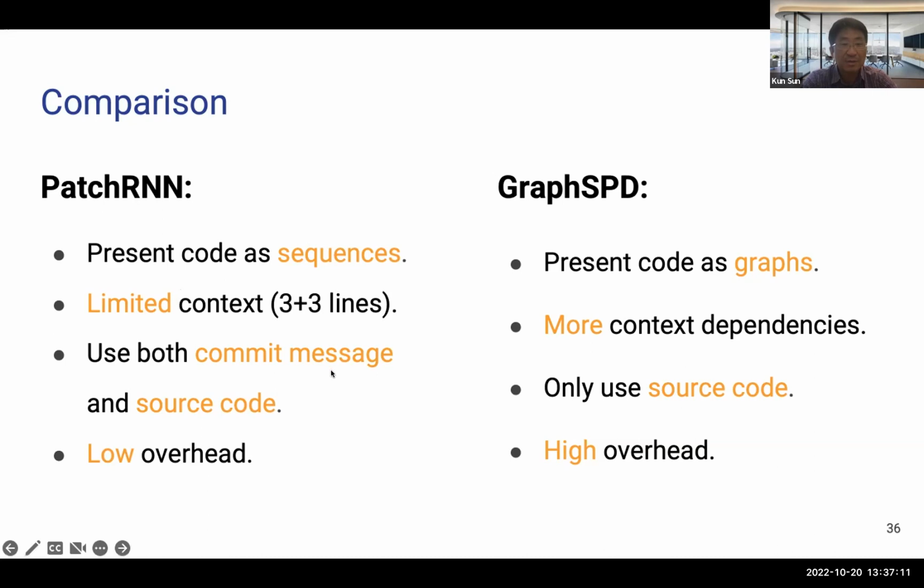And PatchRNN uses both the commit message and the source code. And GraphSPD uses mainly the source code. And for performance and running speed, PatchRNN runs much faster and requires low resources. And for GraphSPD, because it needs to process the graphs, it has a higher overhead.